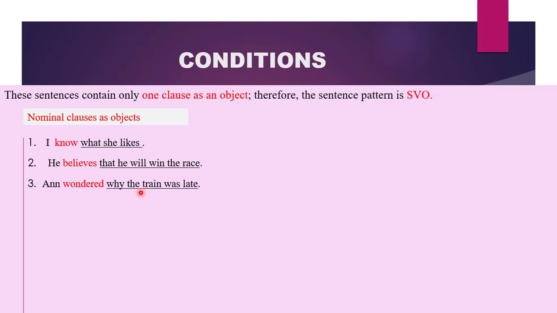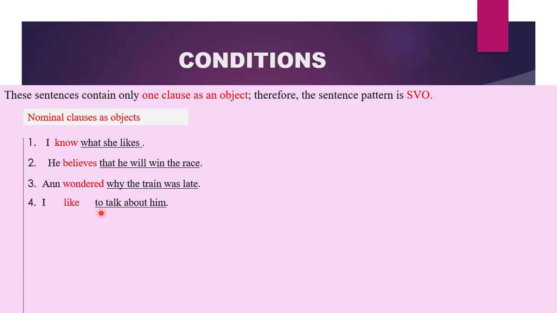Anne wondered why the train was late. What did Anne wonder? Whatever she wondered is our object and this is what she wondered. So the whole of this is serving as our object. Why the train was late. That is what Anne wondered. So why the train was late is suffering from the action wonder. So it becomes our object and it is a clause, a WH or an interrogative clause.